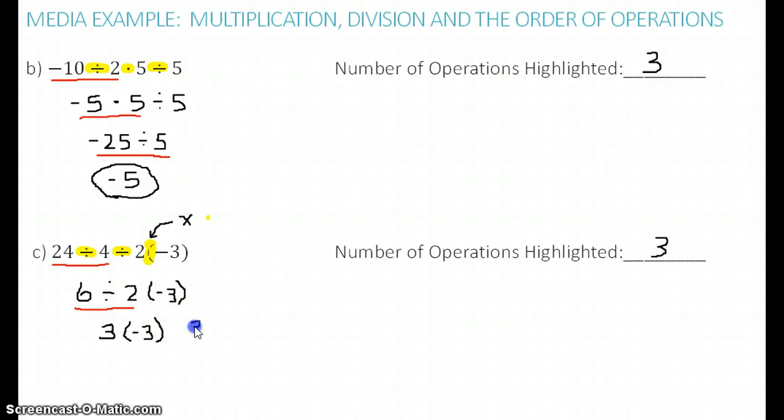And remember this means 3 times negative 3. So that's going to be our last step. 3 times negative 3. Well, 3 times 3 is 9. One of the numbers is negative, so our final result is negative 9.